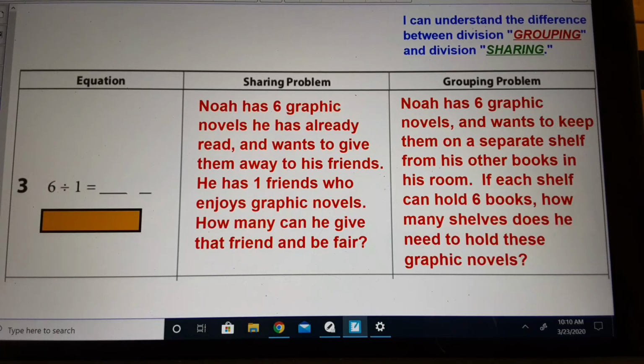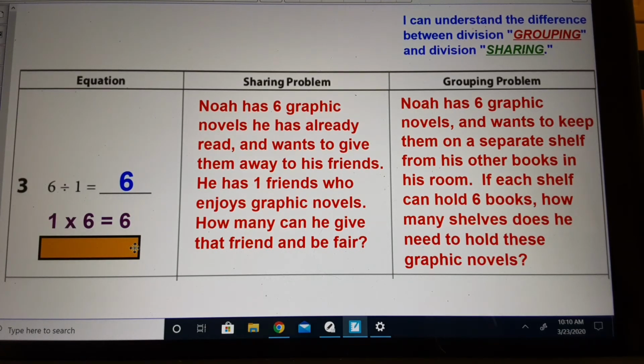Let's move on to 6 divided by 1. Well, let's take a look. What is 6 divided by 1? 6 divided by 1 is 6, because 1 times 6 is 6. Let's see if these two are in the right place.